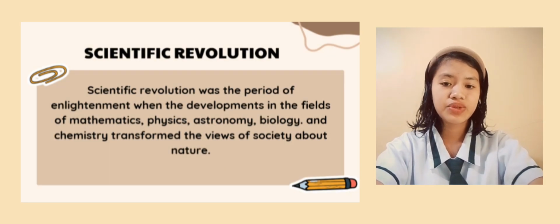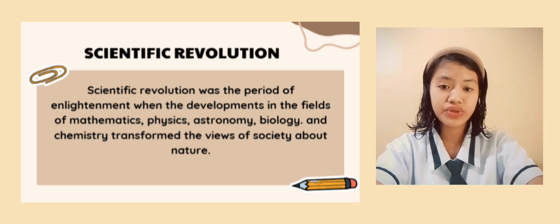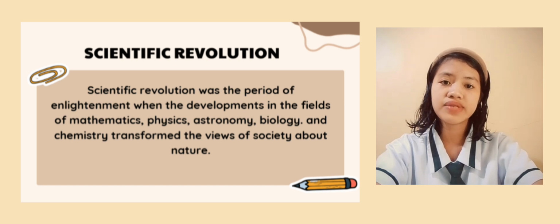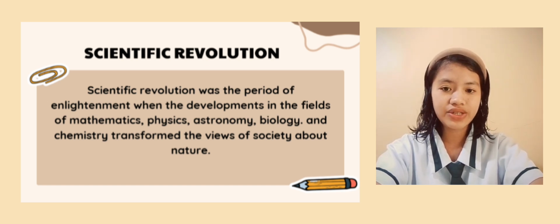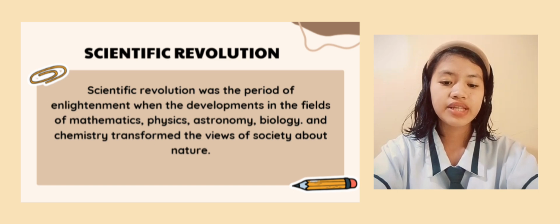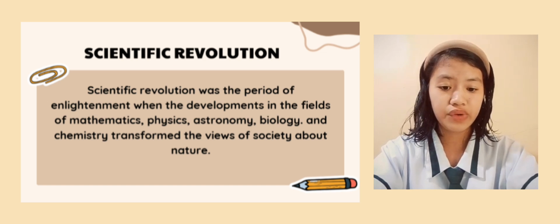Now, let's proceed to what the scientific revolution is. The scientific revolution was a period of enlightenment when developments in the fields of mathematics, physics, astronomy, biology, and chemistry transformed society's views about nature. This period occurred from the 16th to the 18th century. During this time, many new ideas and theories emerged that changed our understanding of the world.